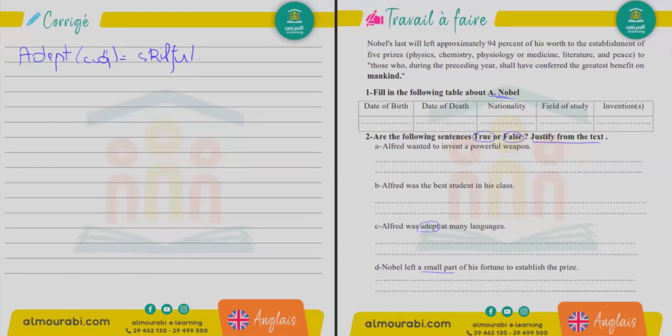Where do you put Swedish here? Nationality. All right, that's his nationality. He's from Sweden, so he's Swedish. He invented the dynamite. Dynamite, good. We'll see if he had another invention or not.